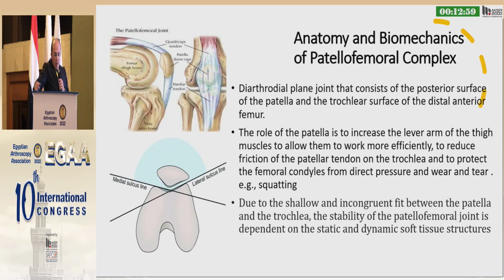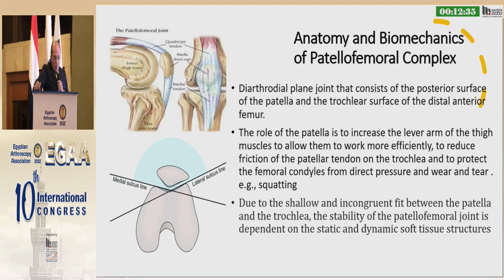What is the anatomy and biomechanics of the patellofemoral complex? It's a diarthrodial plane joint that consists of the posterior surface of the patella and the trochlear surface of the distal anterior femur. The role of the patella is to increase the lever arm of the thigh muscles to allow them to work more efficiently, to reduce the friction of the patellar tendon on the trochlea, and to protect the femoral condyle from direct pressure and wear and tear during squatting.